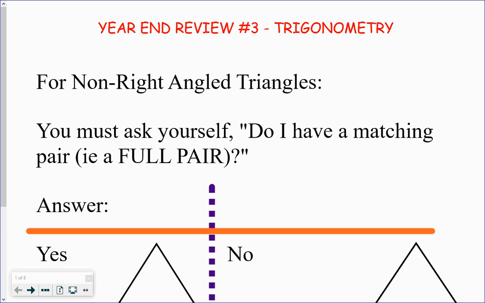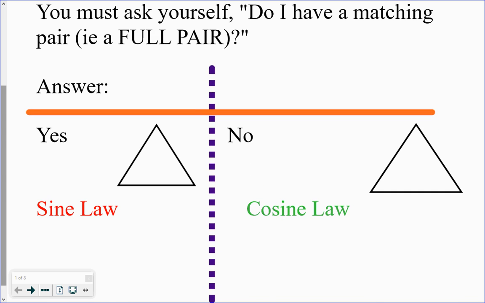So for non-right angle triangles, you must ask yourself, do I have a matching pair? Or in other words, do you have a full pair? You need to ask yourself that question every single time. Obviously, the answer will either be yes or no. If the answer is yes, then what your picture looks like is it means you must know, let's say, this corner and its matching side. So if that happens, then you're going to use sine law.